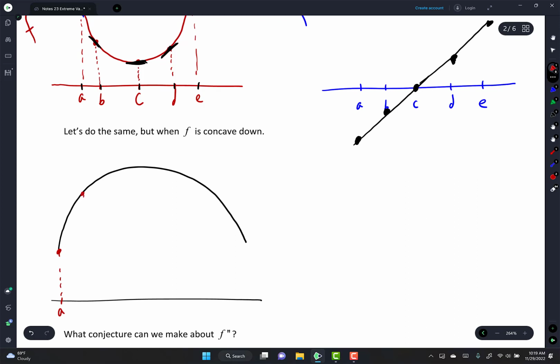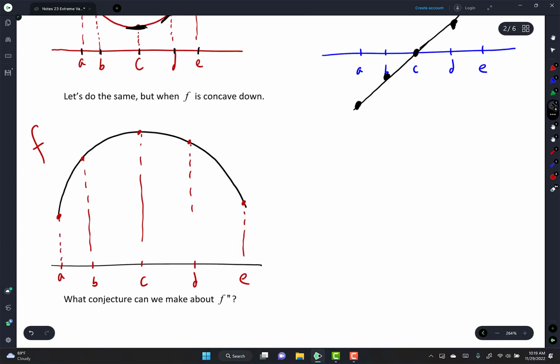A, B, C. I didn't do a good job on this one. That's fine. D, E. This is F again, just like last time. Bless you. Squared.